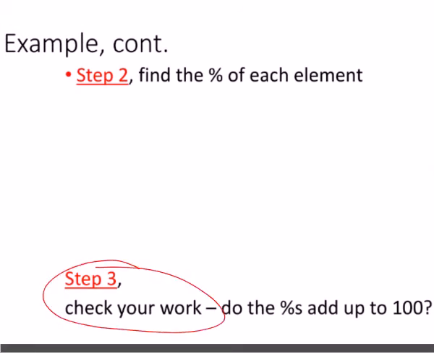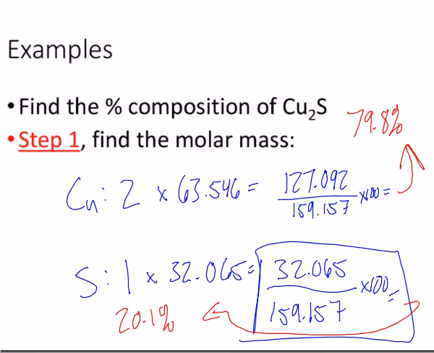Step 3, check your work. Does it add up to 100? Now, does it have to add up to 100 exactly? If it's 99.9, if it's 100.1, that's okay, because remember, you're rounding. Sometimes when we round, it's not going to be exact. But that's it, guys. That's our percent composition formula. It's just one extra small step from calculating molar mass. Super, super easy, right? Not too bad.